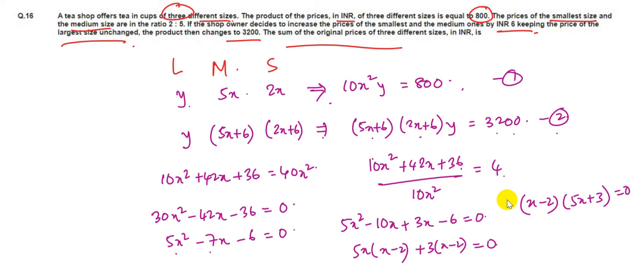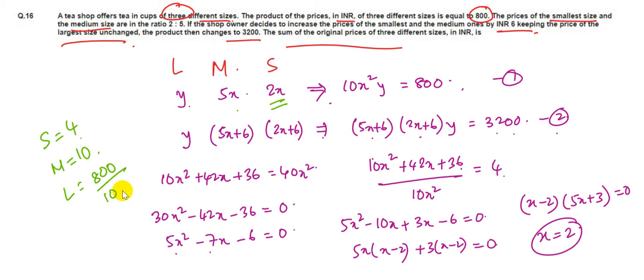Obviously x is a price, so it can't be negative, so x has to be equal to 2. Which means that the prices of the small will be equal to 2x, that's 4, medium will be 5x, that's 10, and the large one will be 800 by 10 into x square, 10 into 4, that's 20. So the sum of the original prices of the cups will be 20 plus 10 plus 4, that's 34.